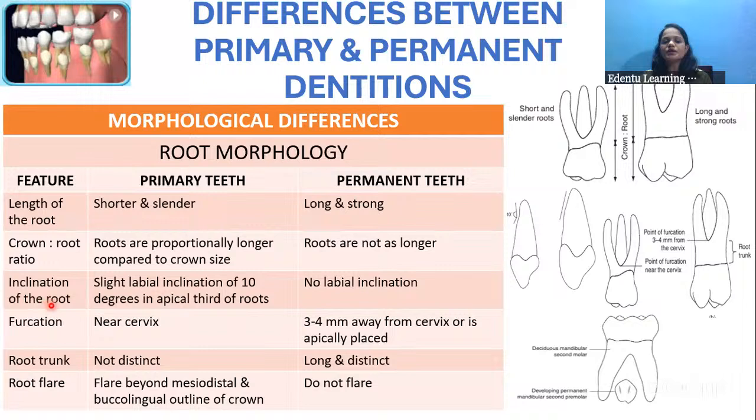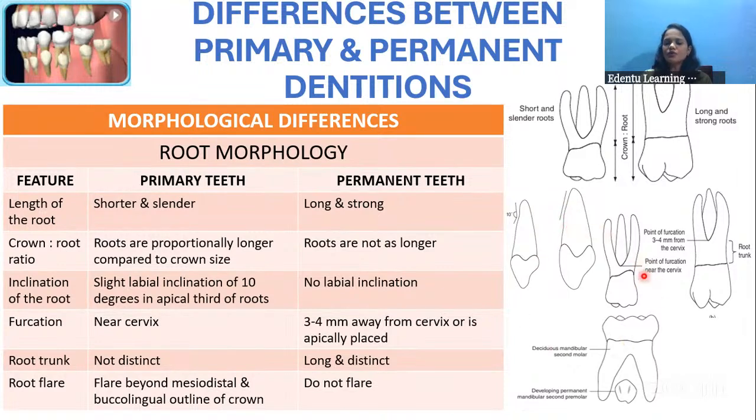Now coming to the inclination of the root. If you look at the apical third of the primary teeth, there will be a 10-degree labial inclination. That is, at the apical third of the primary tooth, it will show a small inclination towards the labial side, around 10 degrees, whereas in permanent teeth, there will be no labial inclination like that.